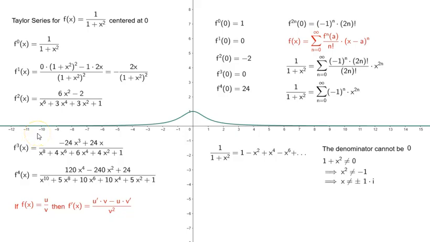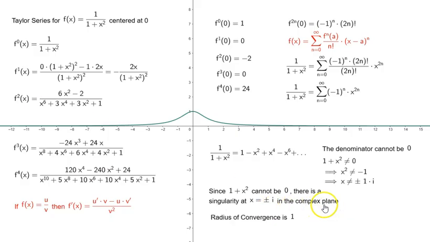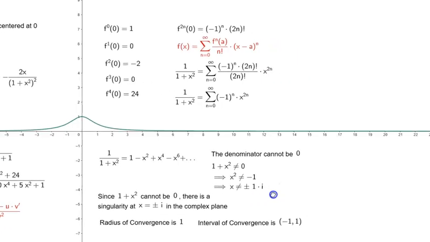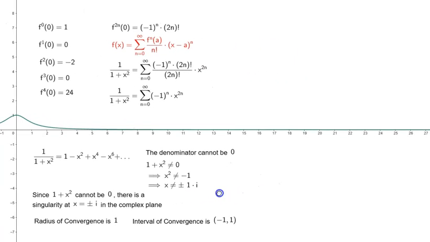So let's see what it is. Since 1 plus x square cannot be 0, there is a singularity at x equal to plus or minus i in the complex plane. So radius of convergence is 1. So interval of convergence is minus 1 to 1. Now we can also use a ratio test to figure out this. So let's see by ratio test.